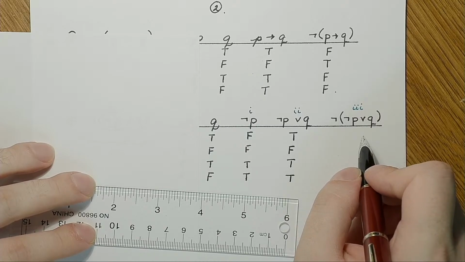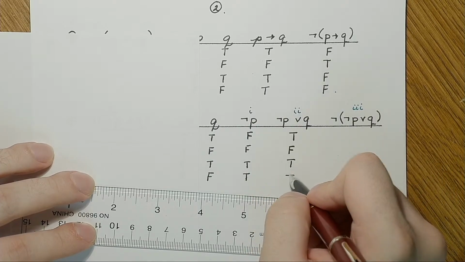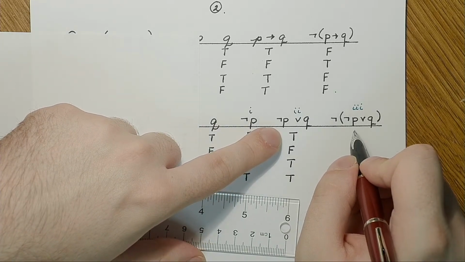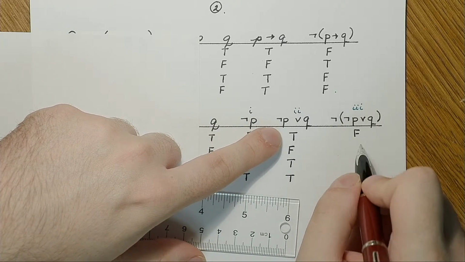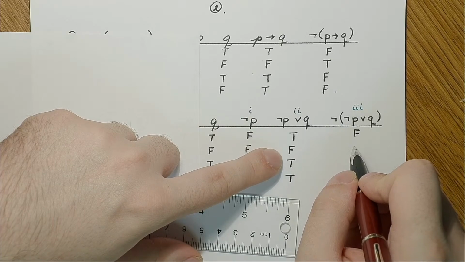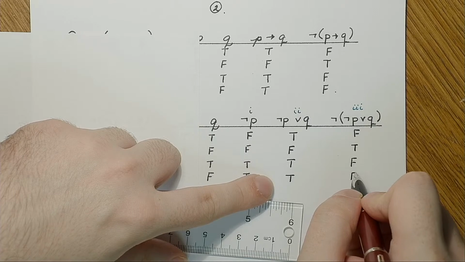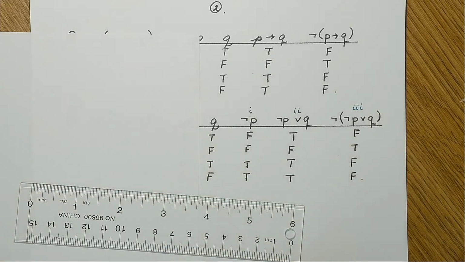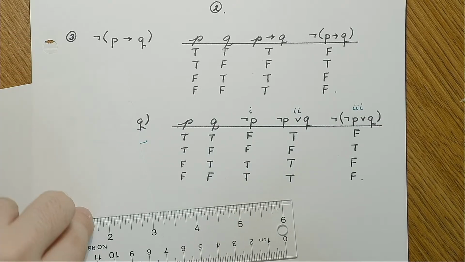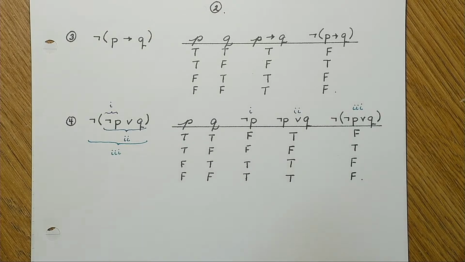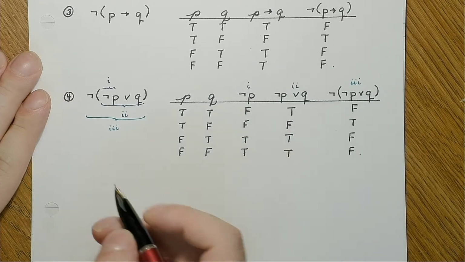Okay, and then the last one is, now that I have this one, I can now negate it. So I have false, true, false, false. So Val has asked, can this be simplified to P or not Q? I'll make that our next example then.